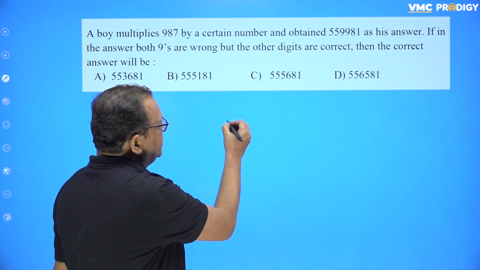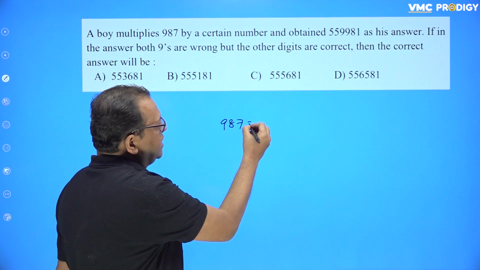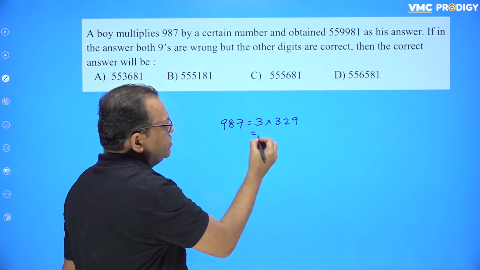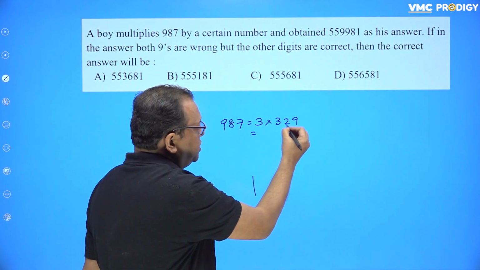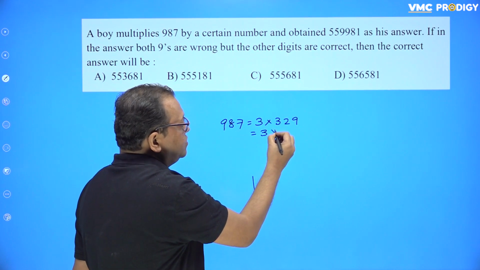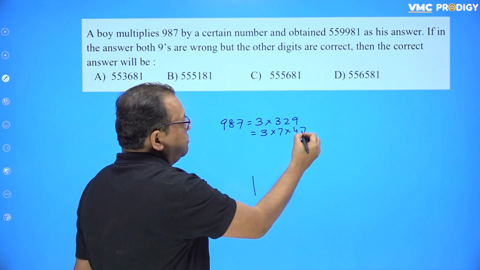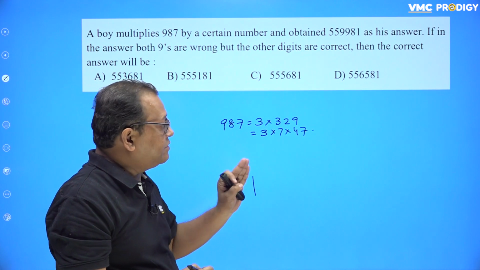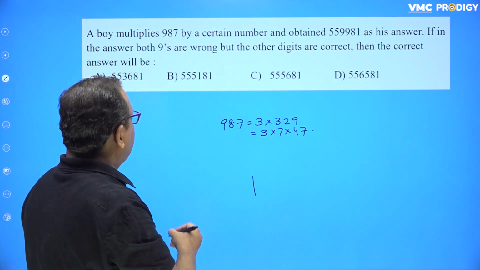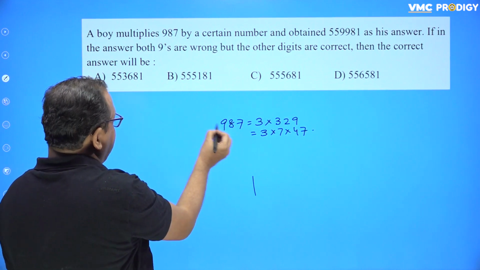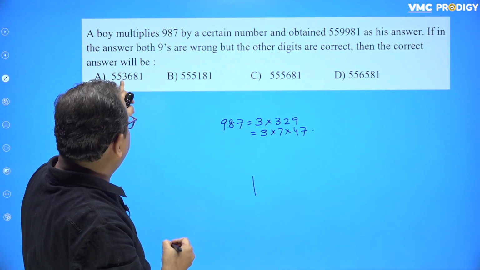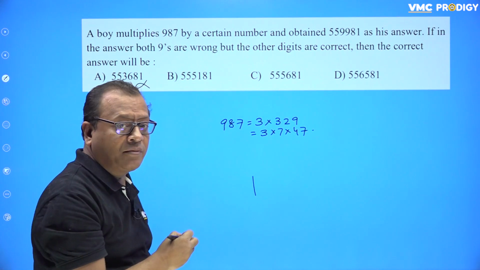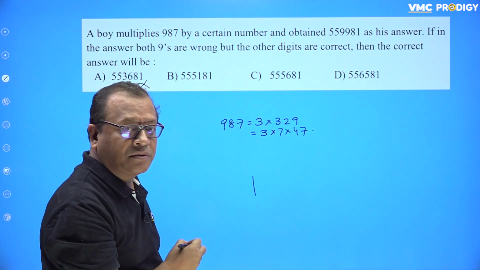Now 987 is 3 into 329. Now 329 is divisible by 7, so 3 into 7 into 47. Which means the correct option has to be divisible by 3 and 7. Forget 47. So let's check the options. The first option, is it divisible by 3? 5 plus 5, 10, plus 3, 13, plus 6, 19, plus 8, 27, 28. So this is not divisible by 3, which means this is not the correct option.